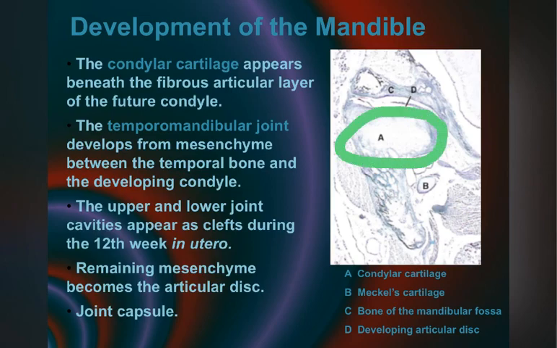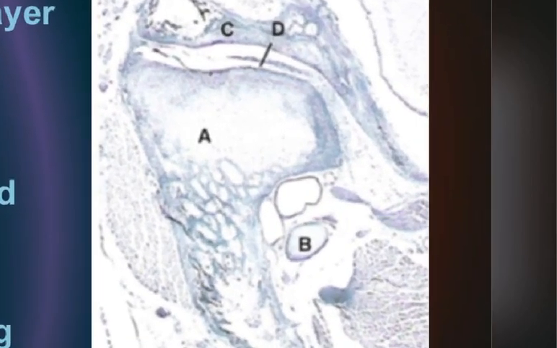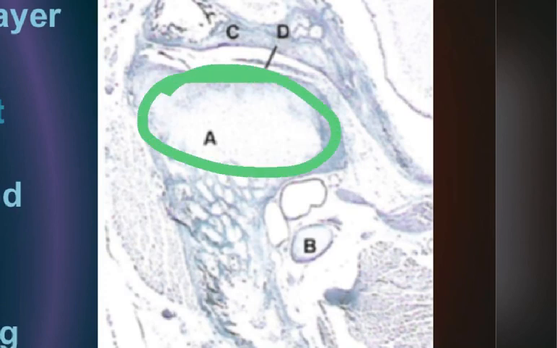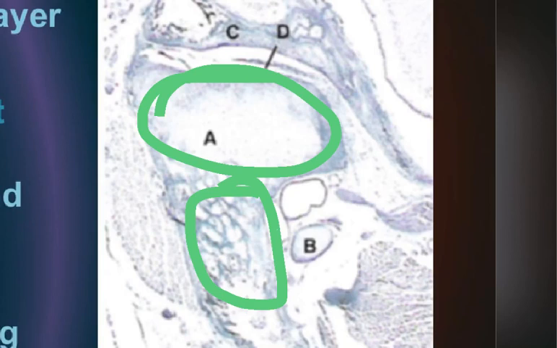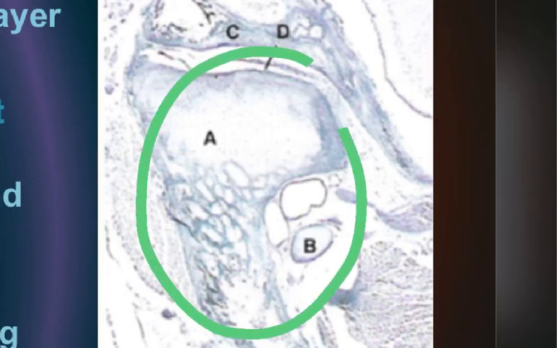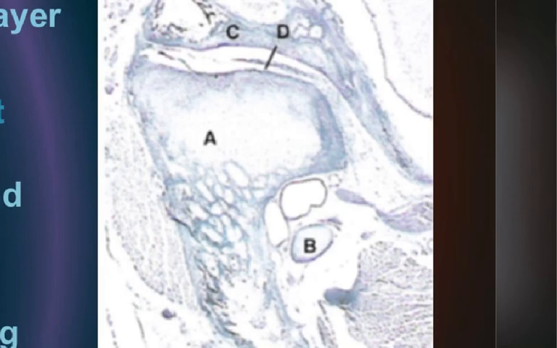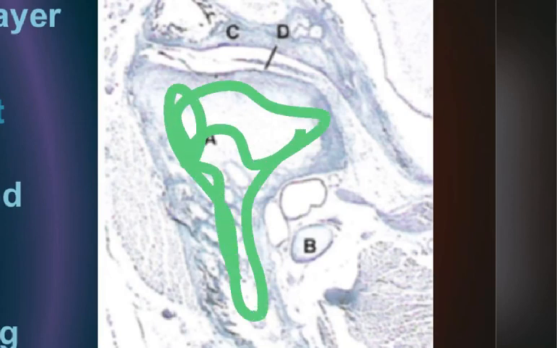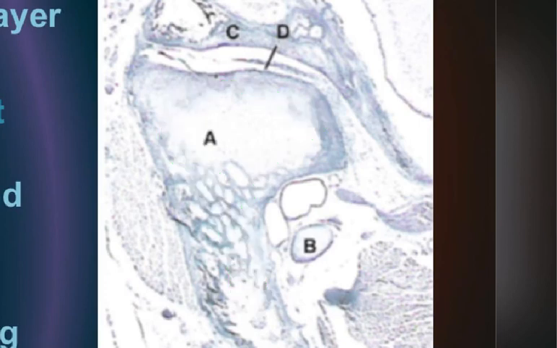Here we see the condylar head. Here we see condylar neck. All together, we call it condylar process. It's in cartilage form at this stage. See, it's cartilage. Then this cartilage will be transformed by bone, most of it.